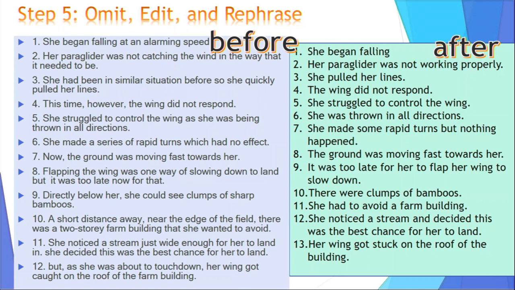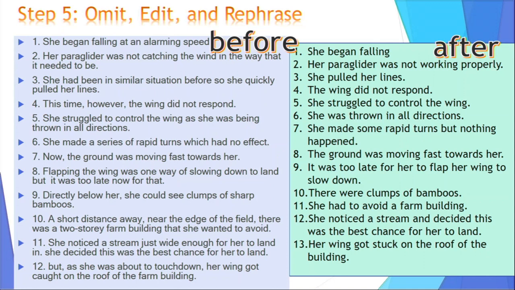Point 7, now the ground was moving fast towards her. It becomes: the ground was moving fast towards her. Point 8, flapping the wing was one way of slowing down to land, but it was too late now for that. When we omit, when we edit, it becomes: it was too late for her to flap her wing to slow down. Next point, directly below her, she could see clumps of sharp bamboos. So after omitting and editing or rephrasing, it becomes short. There were clumps of bamboos.